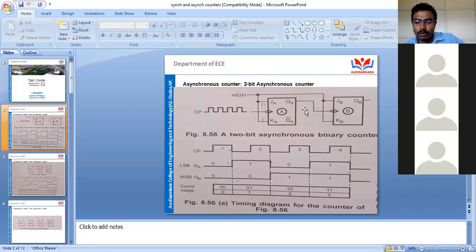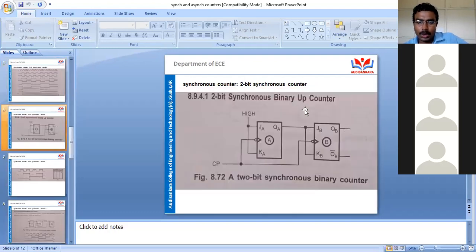Now, can we move to the synchronous counter? Can I move to the synchronous counter working procedure? How is it going to look? Yes, sir. Yeah. Look here, students. This is your synchronous binary up counter. Synchronous binary counter is nothing but a 2-bit synchronous counter. They also call it a binary up counter.